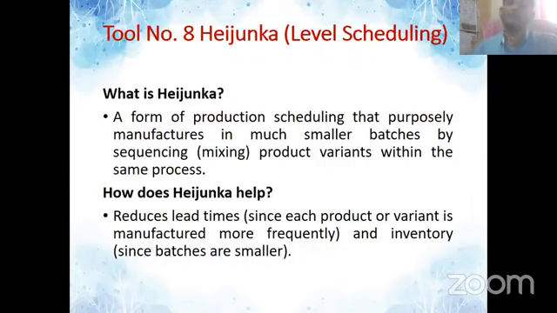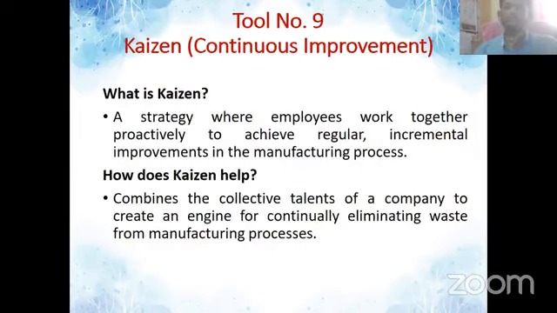The next tool is Heijunka, which is called level scheduling. This is a form of production scheduling that purposely manufactures in much smaller batches by sequencing product variants within the same process. So how does it help? It reduces the lead times and inventory. Then Kaizen, or continuous improvement. Okay. So I have already discussed this continuous improvement.